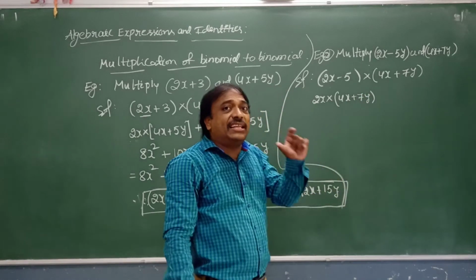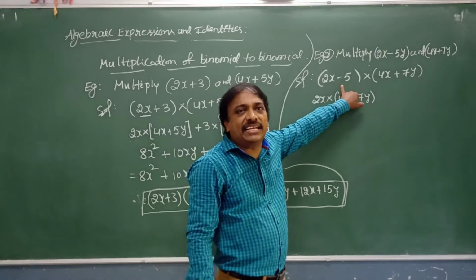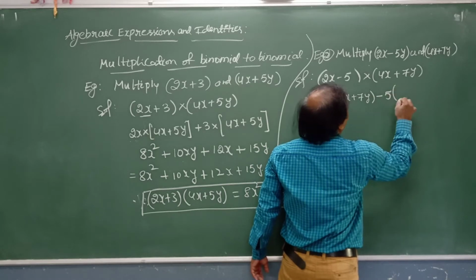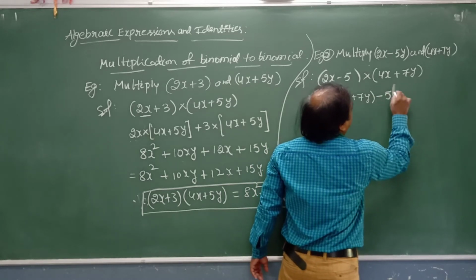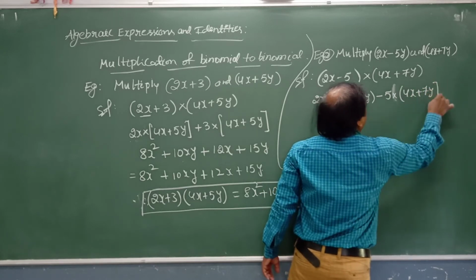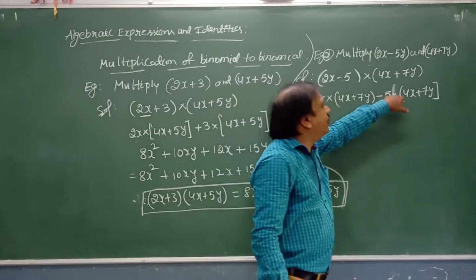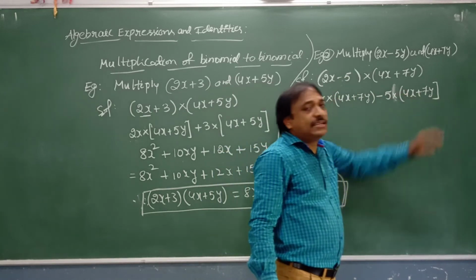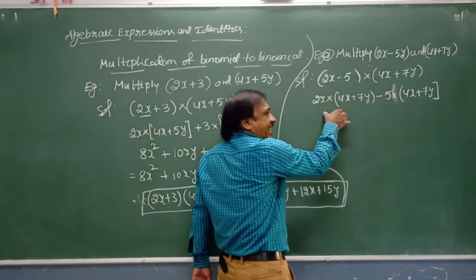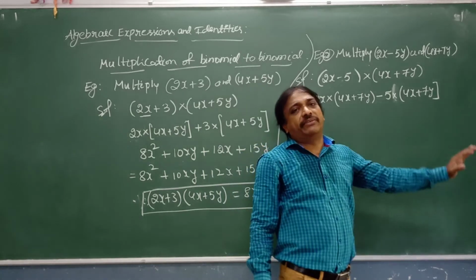Now, including the sign, we have to take minus 5. What sign does it have? Minus 5 into 4x plus 7y. Observe it. Minus 5 into 4x plus 7y. Now, first the numerical terms, then the variables you have to multiply. Multiply the numbers, then you multiply the variables.